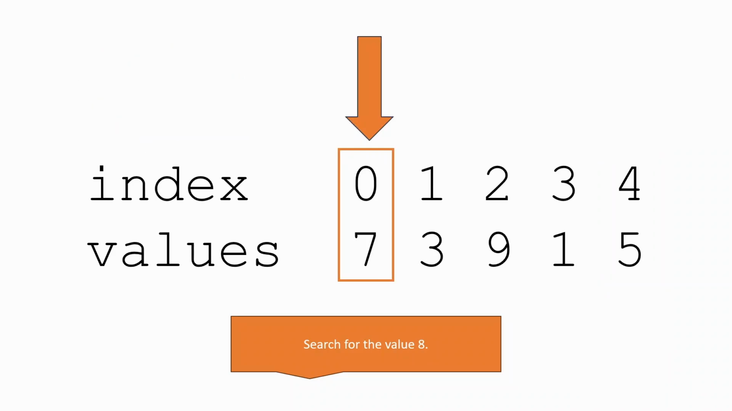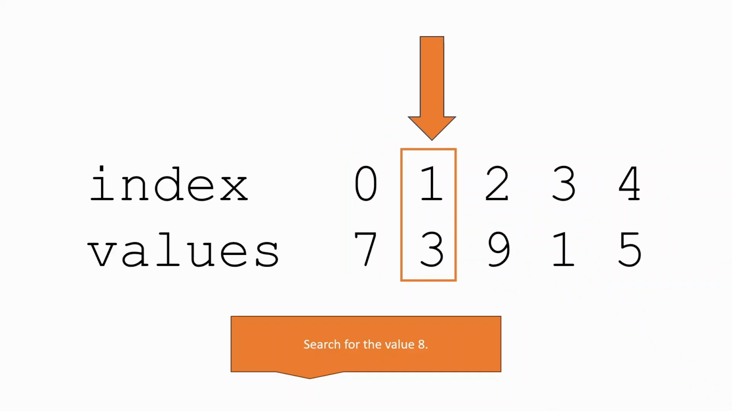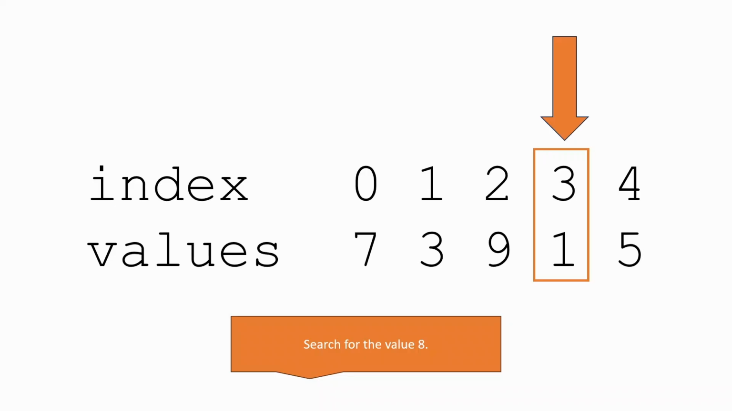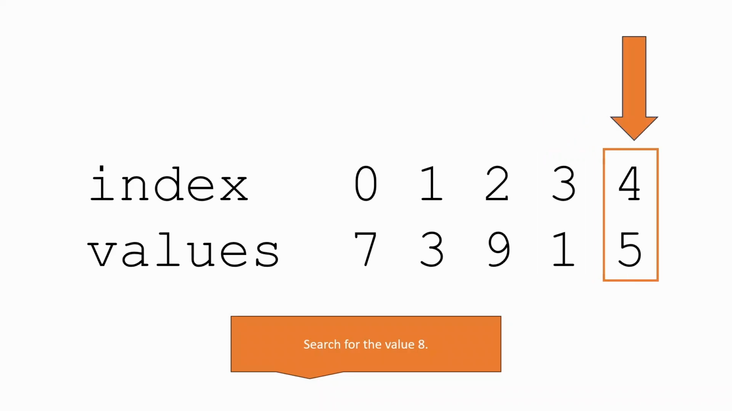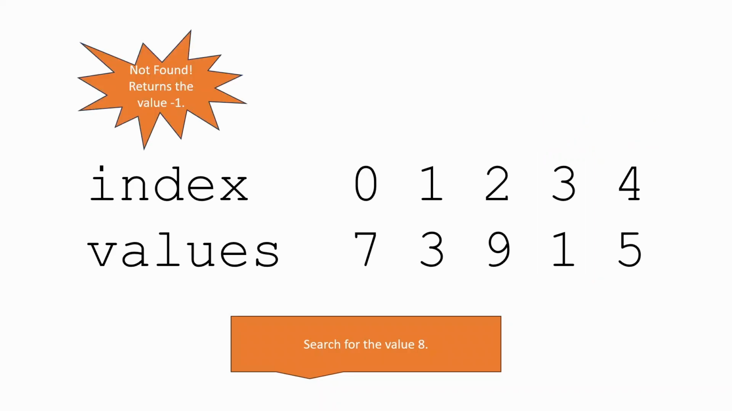What if we were looking for the value 8? Well, we would look at the first value, which is 7, then 3, then 9, then 1, then 5. We haven't found 8, and -1 will be returned.